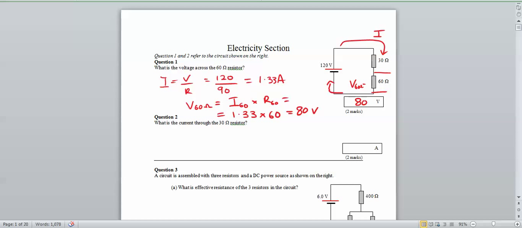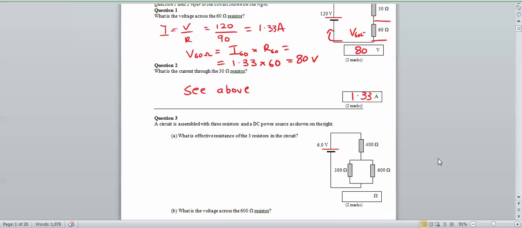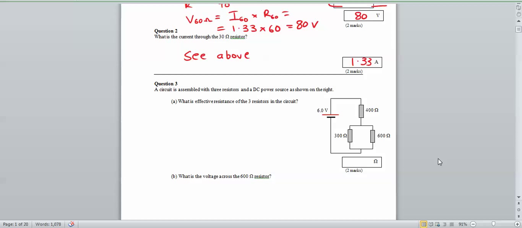What is the current through the 30 ohm resistor? We'll just work that out. And that's 1.33 amps. The circuit is assembled with 3 resistors and a DC power supply shown to the right. What is the effective resistance of the 3 resistors in the circuit?